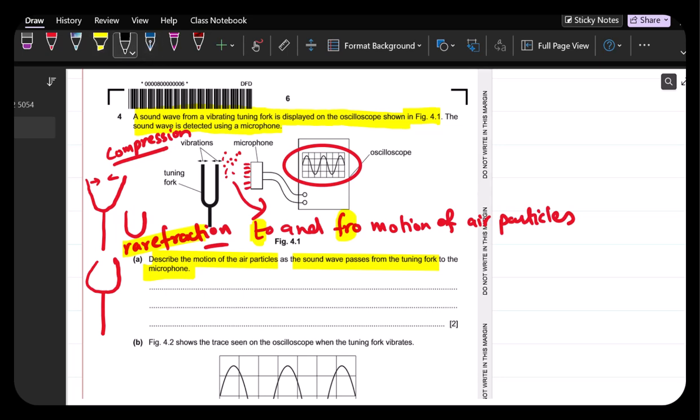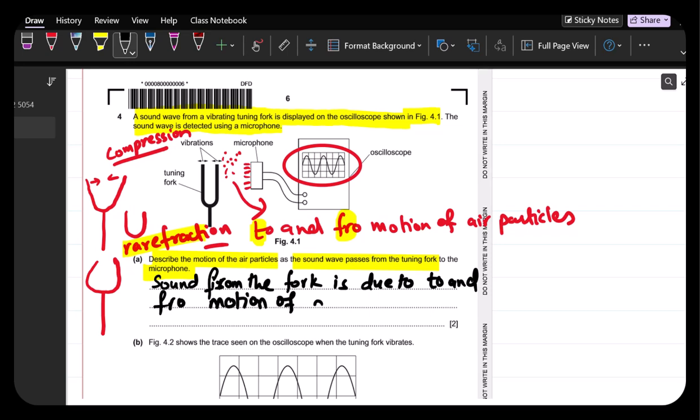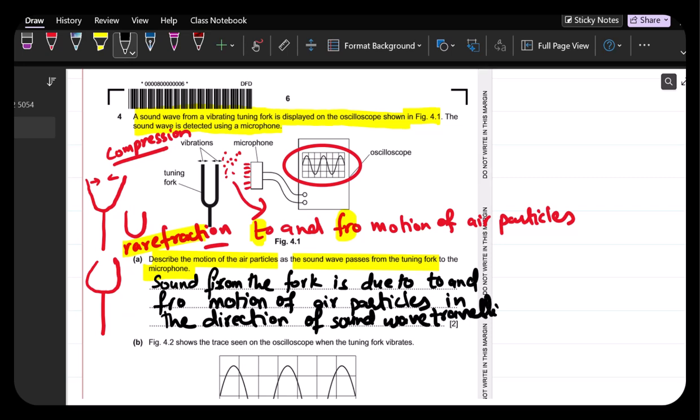So what we can write here: sound from the fork is due to to and fro motion of air particles in the direction of the sound wave traveling. So this is the answer for this.